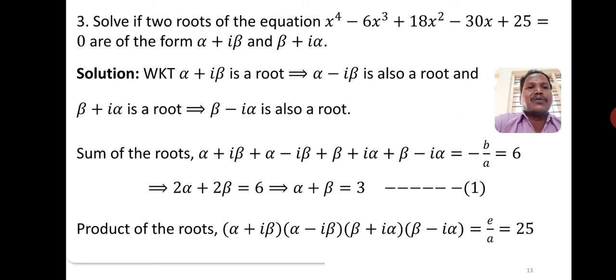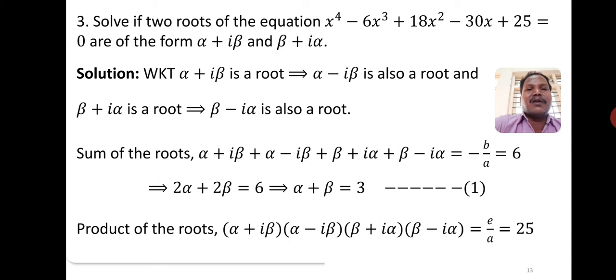Therefore, sum of the roots, now we will take summing all these roots, alpha plus i into beta plus alpha minus i into beta plus beta plus i into alpha plus beta minus i into alpha equals minus b by a. Here b is minus 6 and a is 1, that is plus 6. Now simplify all these, we get 2 alpha plus 2 beta equals 6, otherwise alpha plus beta is equal to 3, call it equation number 1.